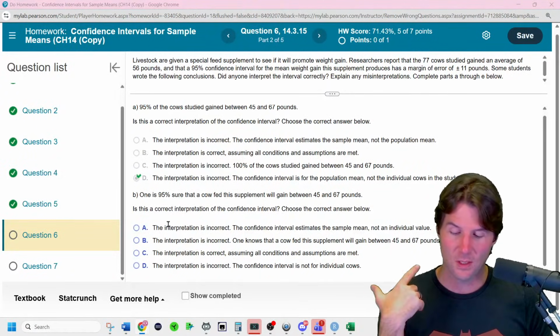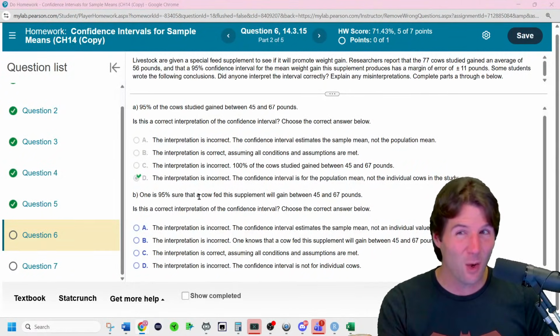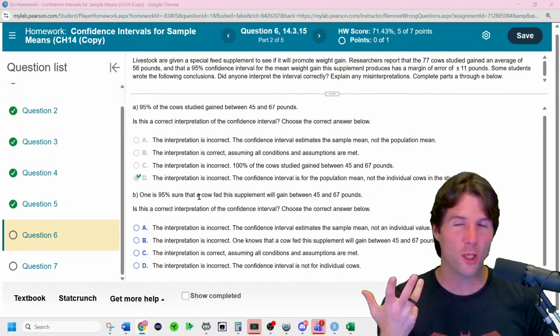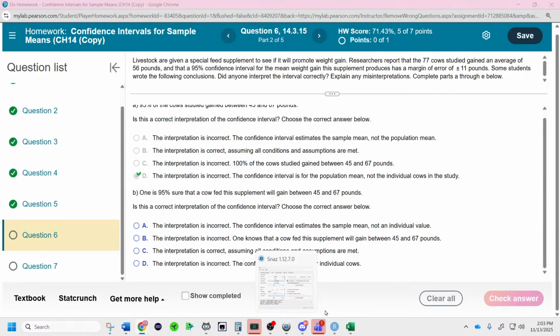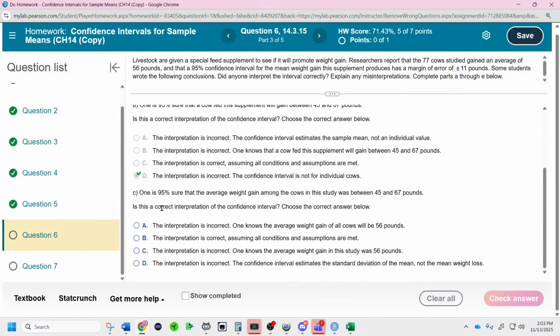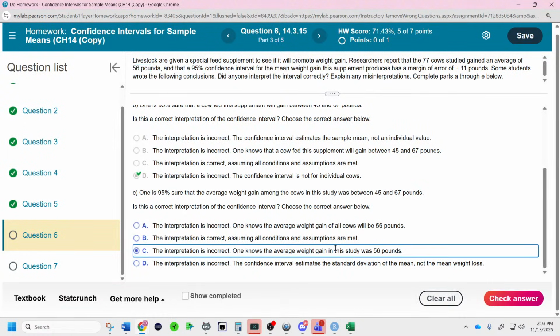So when you look at this, it says one is 95% sure that a cow fed... No. We're trying to estimate all cows. What is the truth for every single cow? So this is wrong, because the confidence interval is trying to figure out the truth for all cows. The confidence interval is not for individual cows, it's about all cows. One is 95% sure that the average weight gain among the cows in the study... No, we know the cows in the study gained 56 pounds. So it's incorrect. We don't know the weight gain of all cows. We only know the weight gain of the cows in the study.